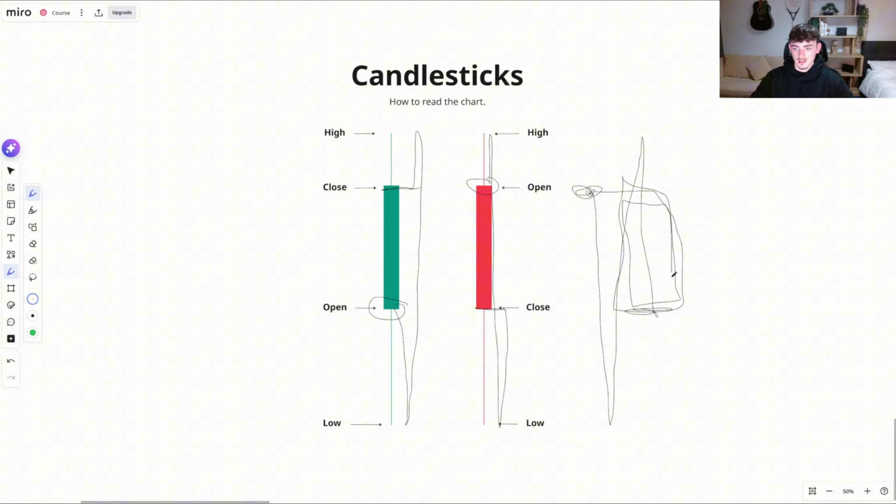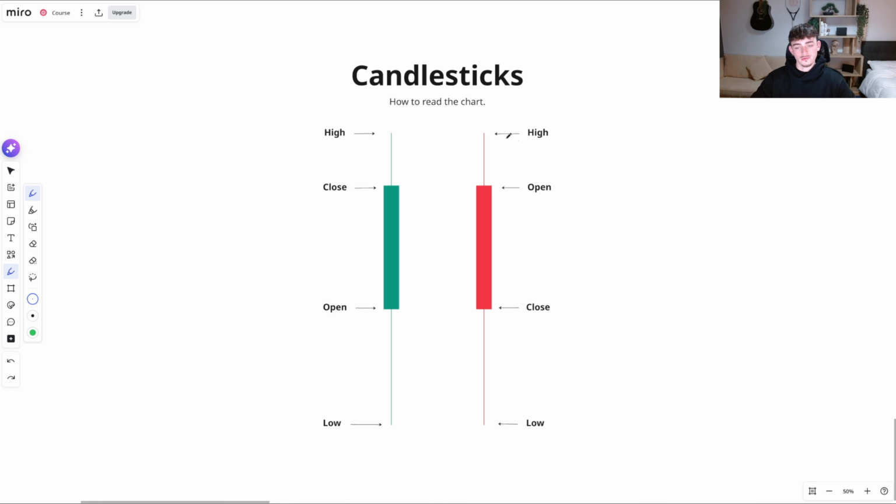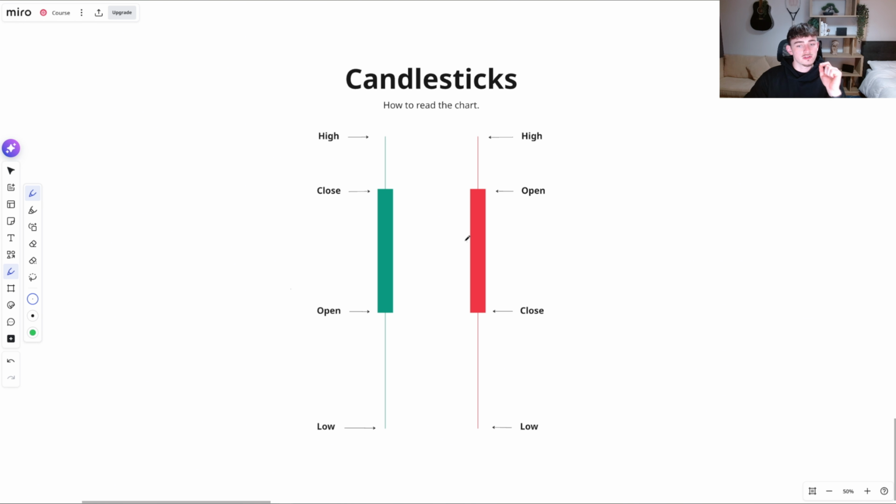Let's draw this out the best I can. But you still have those wicks when actually this is what it did. So yeah, that's just how to read the candles. Take that in, put that in your notes. Yes, let's continue. Now, each candle actually represents a time frame.